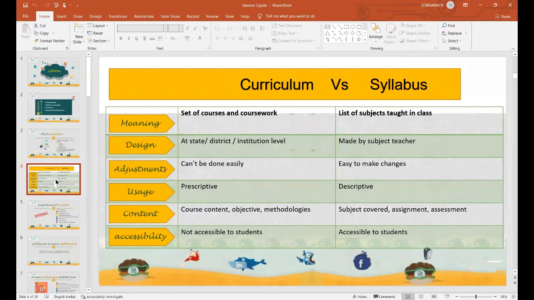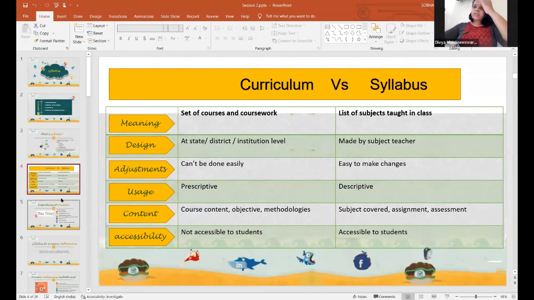Yes, ma'am. Curriculum covers a large area of question. Syllabus covers a particular area of question. Yes, sir. Curriculum is a large umbrella compared to the syllabus. It's very good, ma'am.